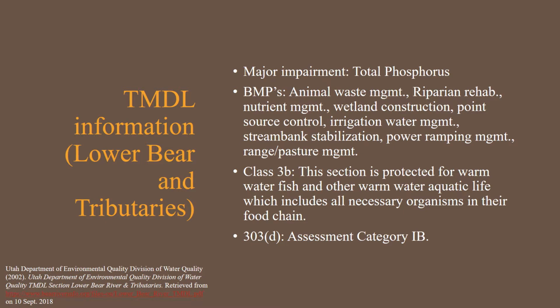It's Class 3B. This section is protected for warm water fish and other warm water aquatic life, which includes all necessary organisms in their food chain. And for its 3AD, it's a category 1B.